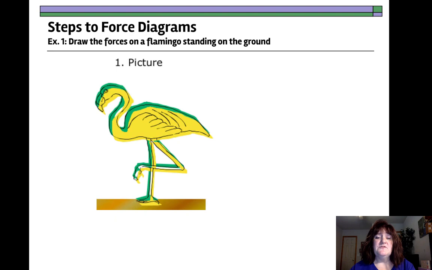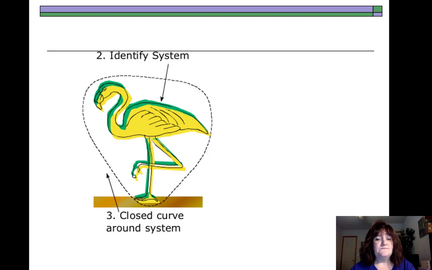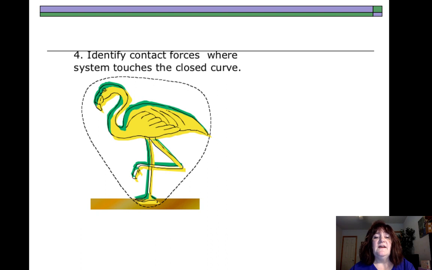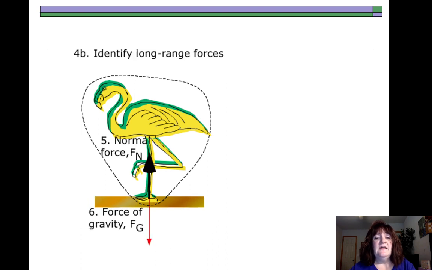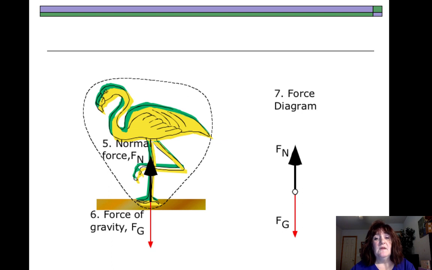If you were given a picture of a flamingo standing on one leg, to draw its force diagram, you might draw a circle around it, identify that we're looking at just the flamingo, identify that there's one touch, it's standing on a surface, so you would have a normal force. It's not moving, so you have no friction, and nothing is pushing or pulling it, so you have no tension, but you do have gravity because gravity is everywhere. So the base diagram would be Fn going up and Fg going down.